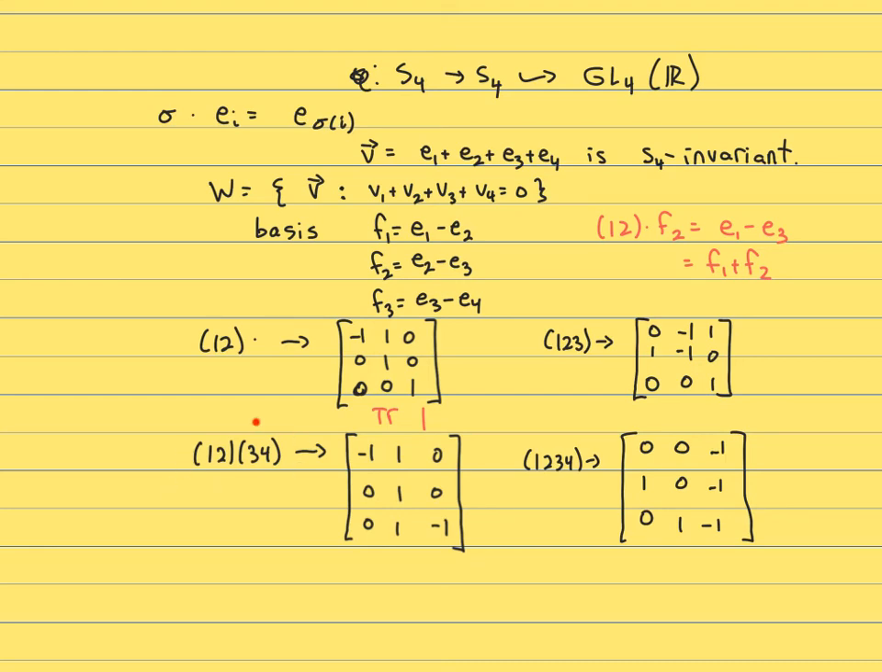Similarly, with these other matrices, (1 2)(3 4) permutes, negates the first and last basis vector. And what does it do with the middle vector? It sends it to E1 minus E4, which is clearly the combination of F1 plus F2 plus F3. So it's this column vector.